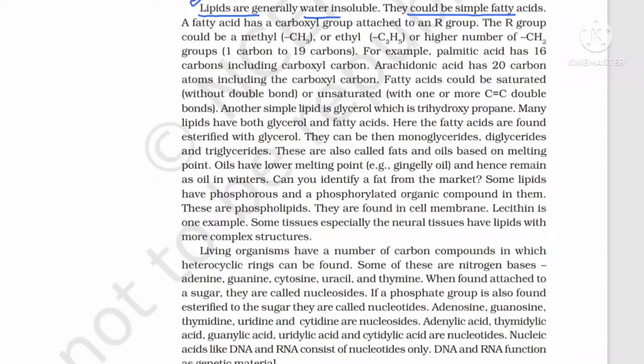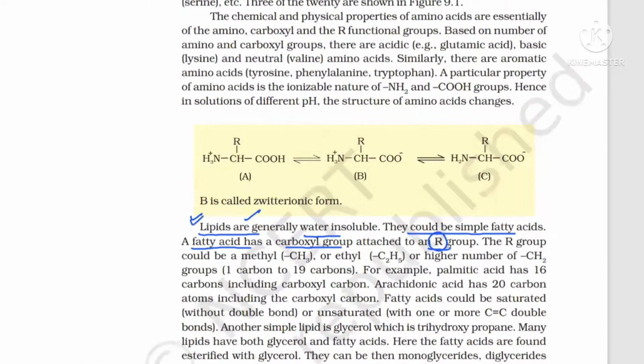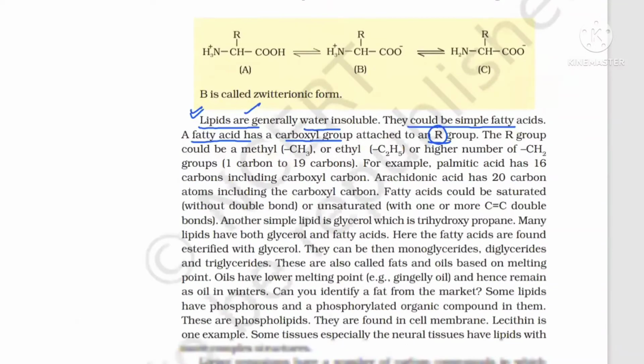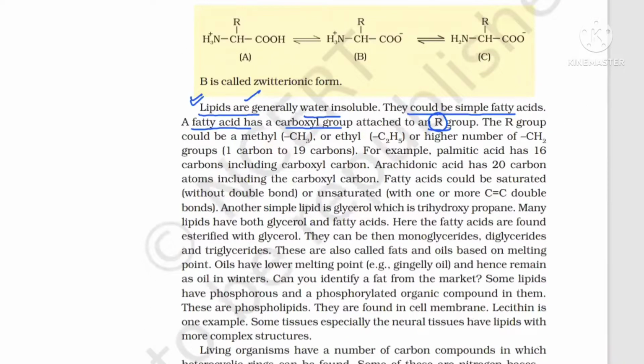Now, what are fatty acids? They have a carboxyl group attached to an R group. Now here the confusion comes. The R group is used in lipids, and in amino acids also we studied the R group. Is it clear? In amino acids the R group can be hydrogen, methyl, or hydroxymethyl. But in the case of lipids, the R group is not from hydrogen. It can be methyl, ethyl, or a higher number, meaning the number can range from 1 to 19.